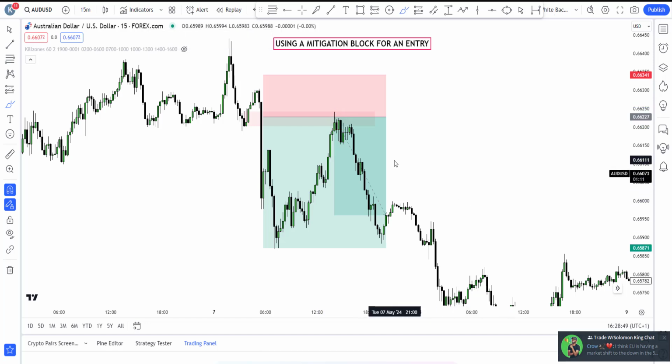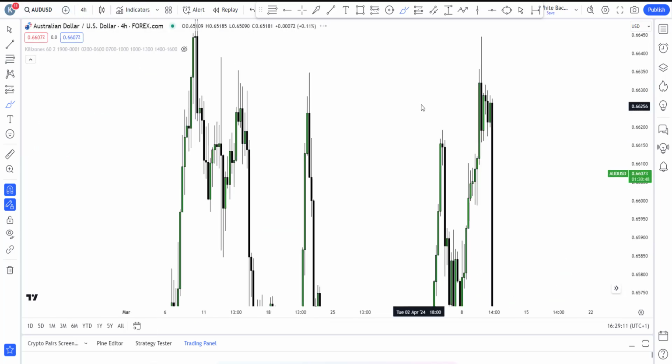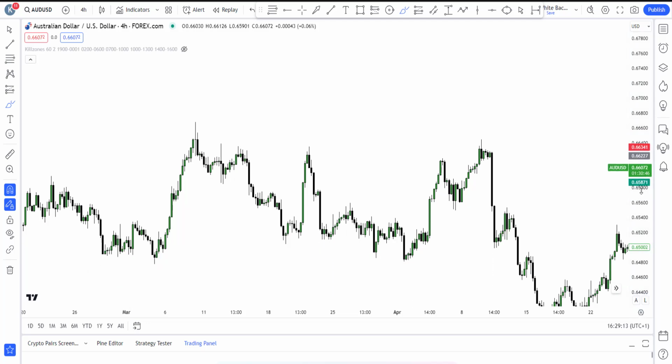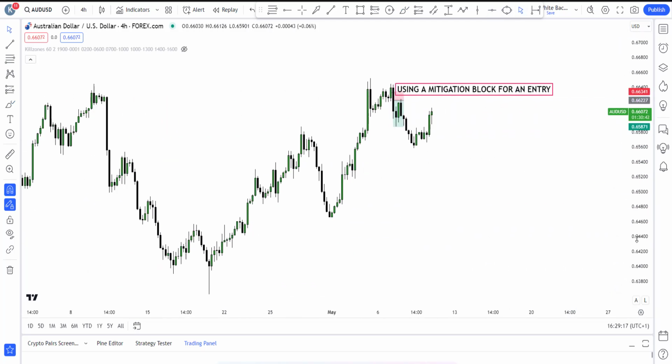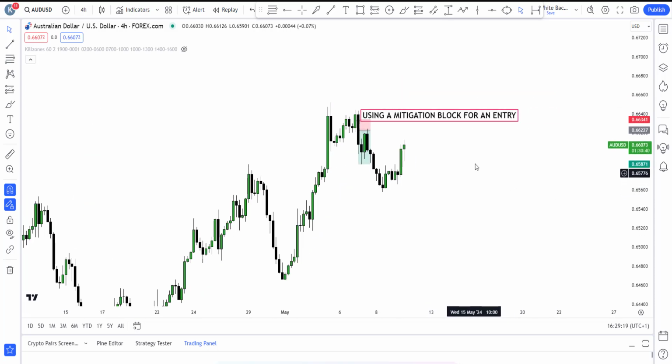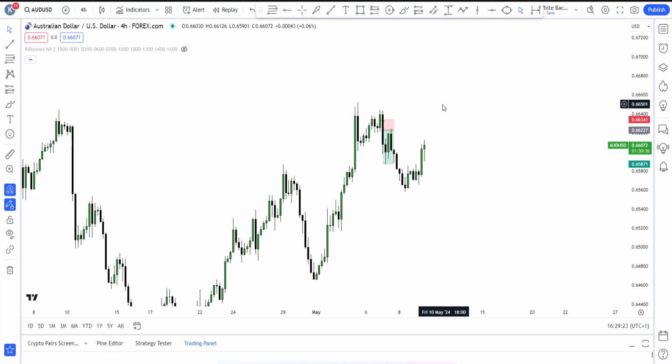So right here, what I have is a perfect mitigation block for entry. This was not the only thing I use as a criteria for trade entry. Let me show you every single process I went through before taking this particular trade. So starting from the higher time frame, I looked at the 4-hour time frame, and I realized that I had a shift in market structure. That was the first thing I did before taking that particular trade.